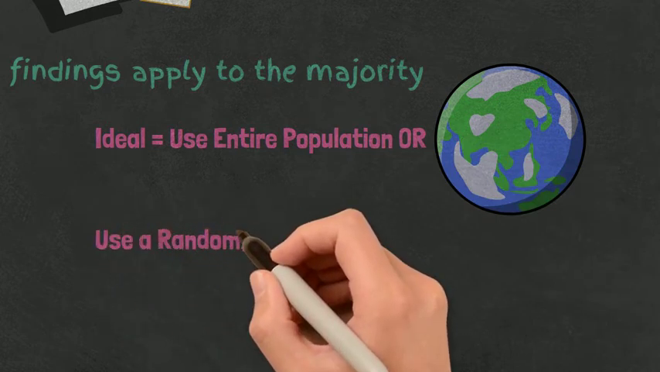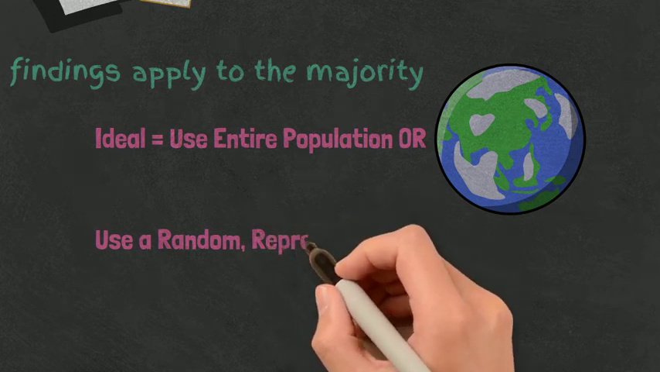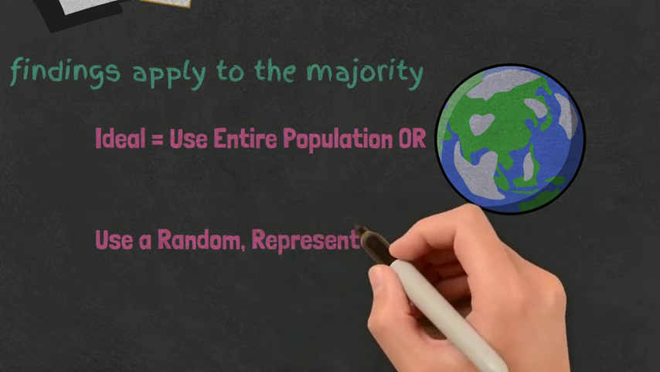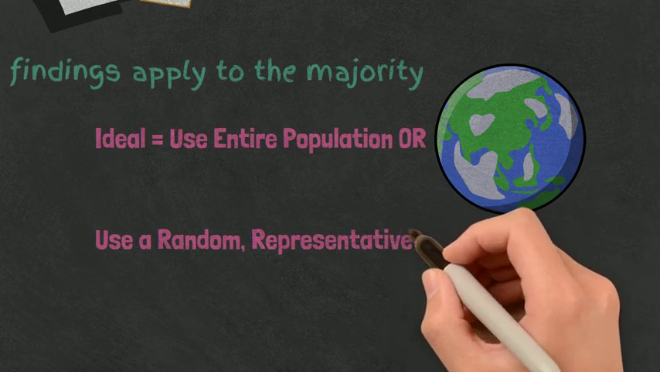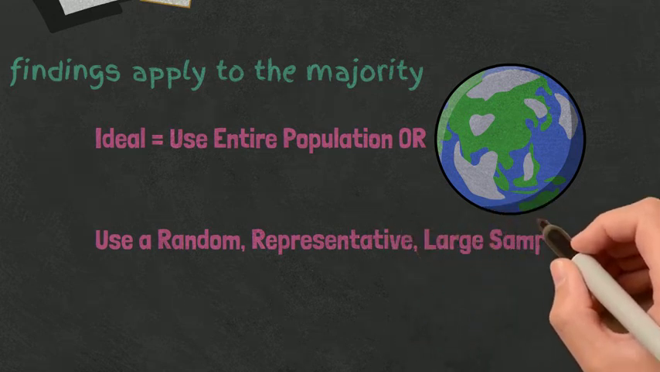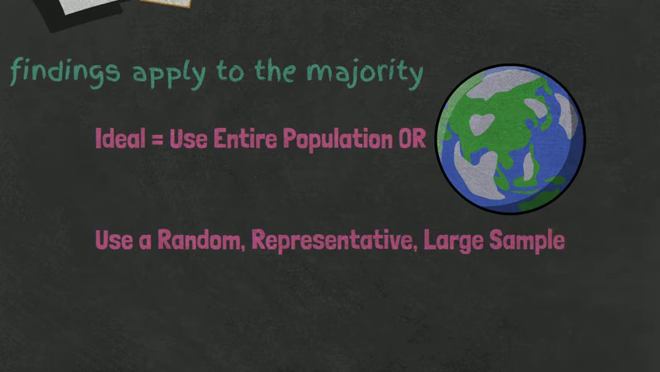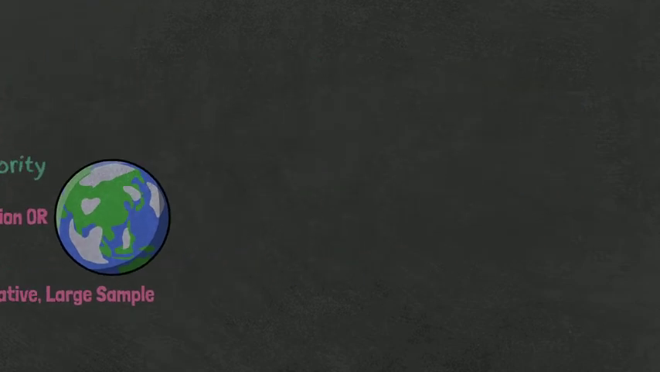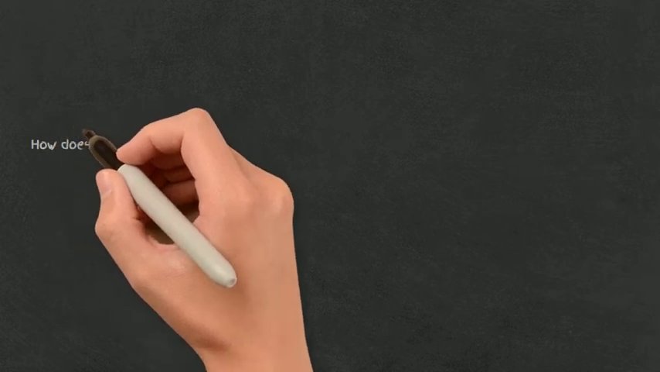Why? Because if I only look at the health outcomes of, say, the recent immigrant population in one city, then my results can really only apply to that recent immigrant population in that city. Including an entire population, all of the recent immigrants, across all cities, isn't always feasible for a number of reasons. So the next best thing is to include a random, representative, large sample.